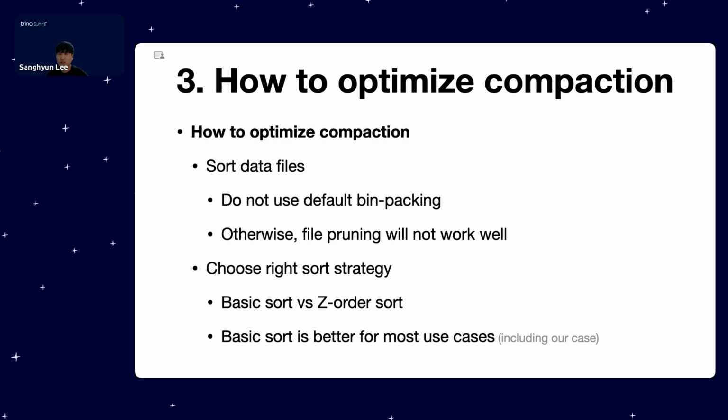Next, sort your data files. Compaction uses bin packing by default. This does not sort data, it just combines small files based on file size. So if the data is not sorted, file pruning will not work well. This means user queries will read almost all the data files.